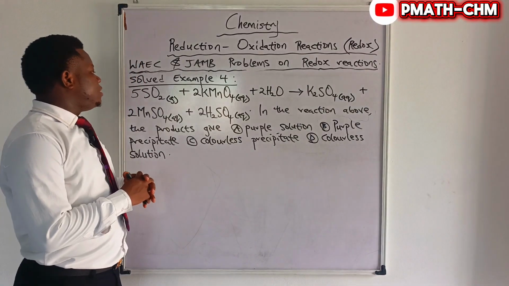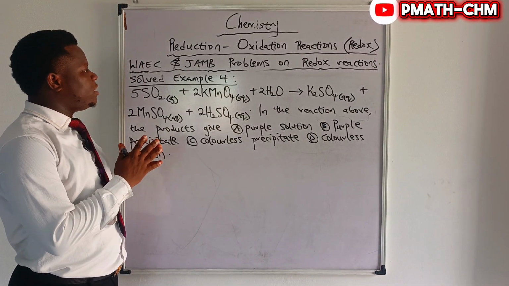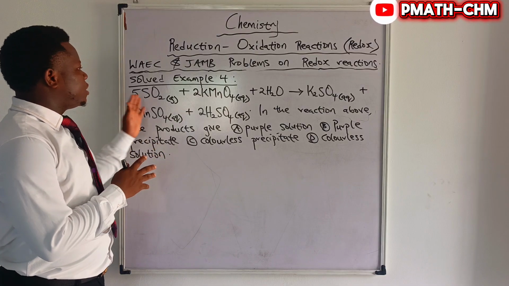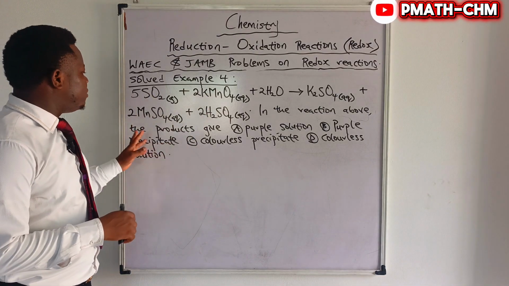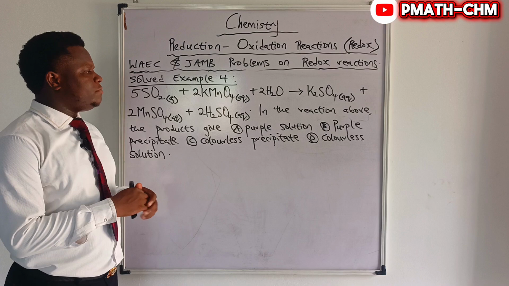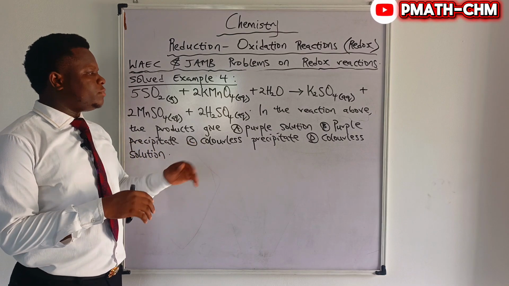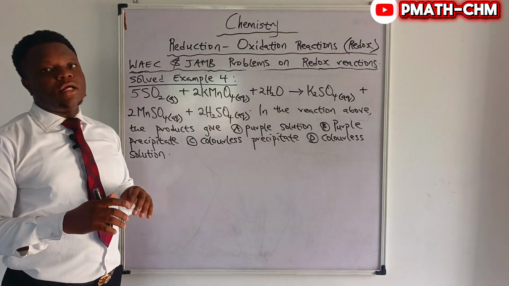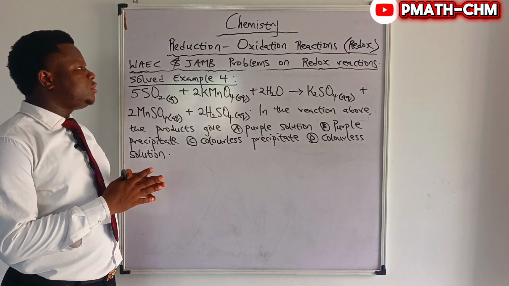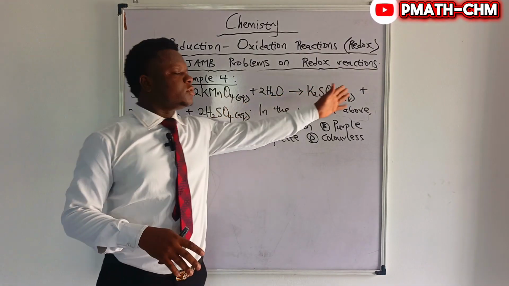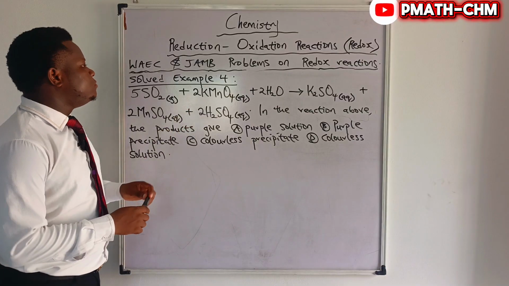All right. Now, we'll look at this problem together. We're given an equation that says, in the reaction above, the products give A, a purple solution, B, a purple precipitate, C, a colorless precipitate, D, a colorless solution. Now, what do you do in this case? Let's focus on the product because the question is talking about the product.